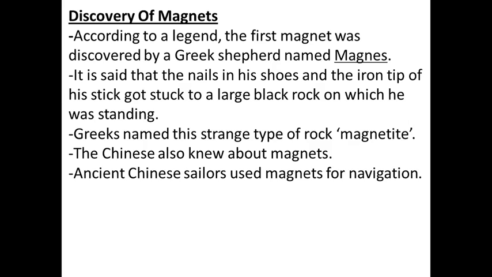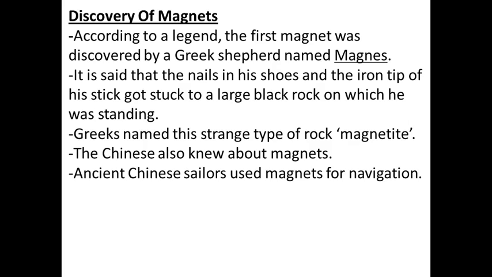You can see here I have made the slide of the discovery of magnet. You can see here, according to a legend, the first magnet was discovered by a Greek shepherd named Magnus. It is said that the nails in his shoes and the iron tip of his stick got stuck to a large black rock on which he was standing. Greeks named this strange type of rock magnetite.